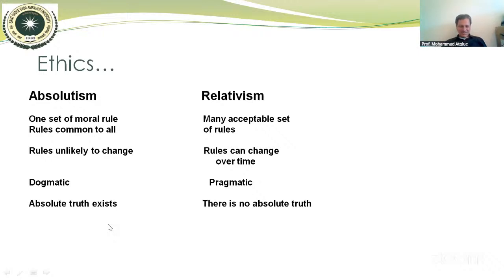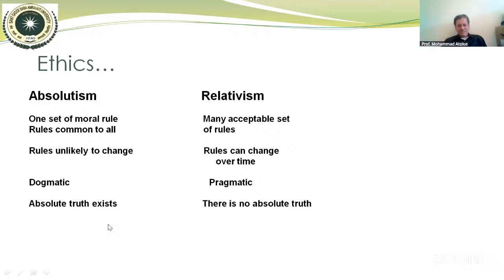But maybe 5 years down the line, what happens? Some other researcher tries to prove that whatever this person X has said is absolutely rubbish and wrong. So you have ever-changing rules. That is what I intend to say. So rules can change over time, and if you follow the relativism theory, you may call yourself a pragmatic person.